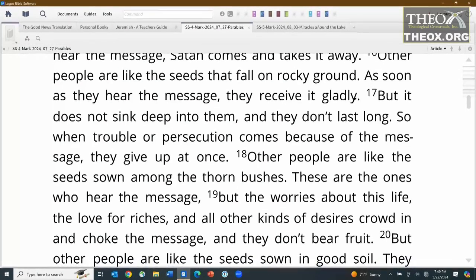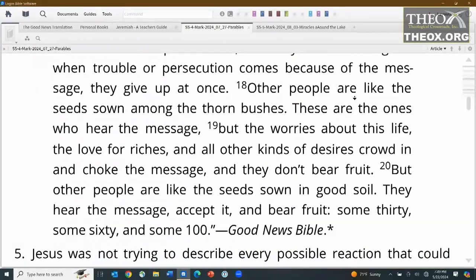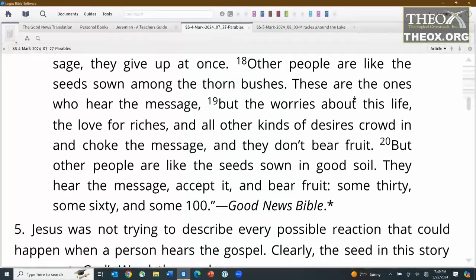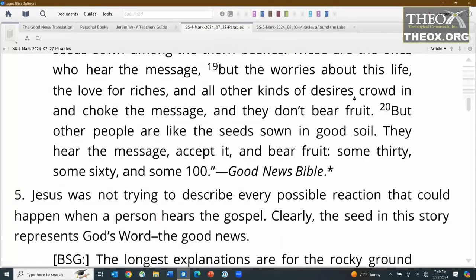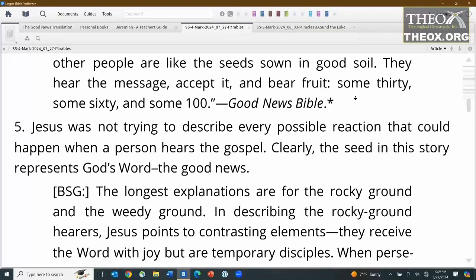Other people are like the seeds sown among the thorn bushes. These are the ones who hear the message, but the worries about this life, the love for riches, and all the other kinds of desires crowd in and choke the message, and they don't bear fruit. But other people are like the seeds sown in good soil. They hear the message, accept it, and bear fruit. Some 30, some 60, and some 100." Good News Bible. Okay, does that mean they won 100 people to the truth, or 60 people, or 30 people? Don't take it too literally.